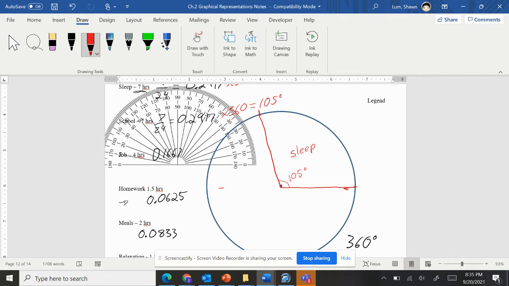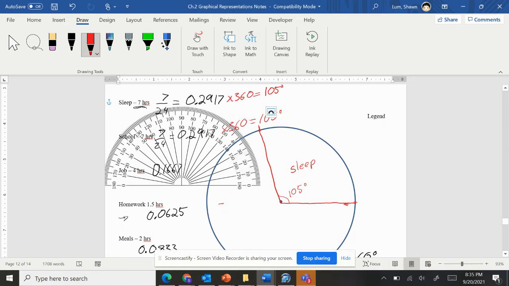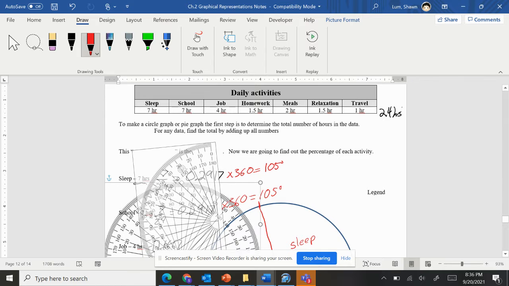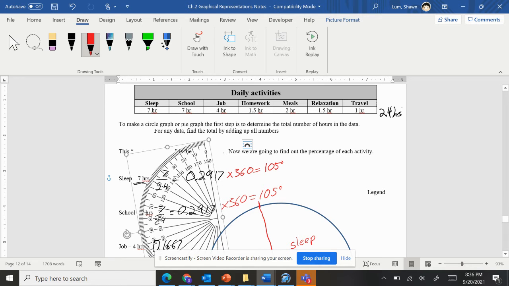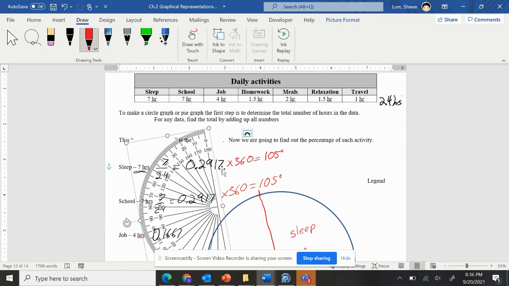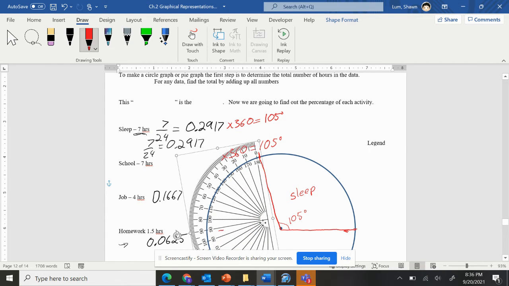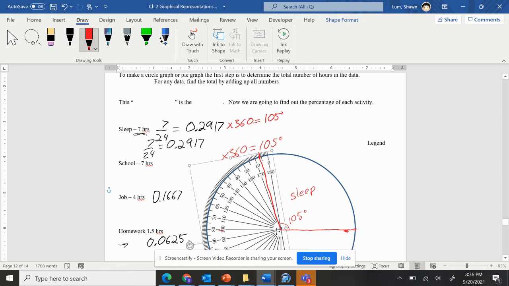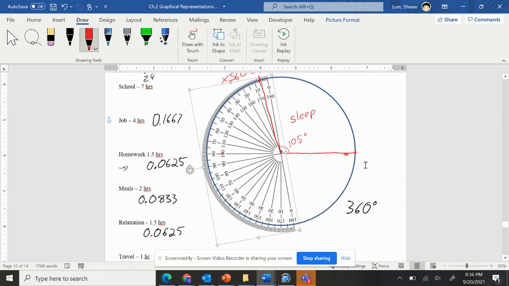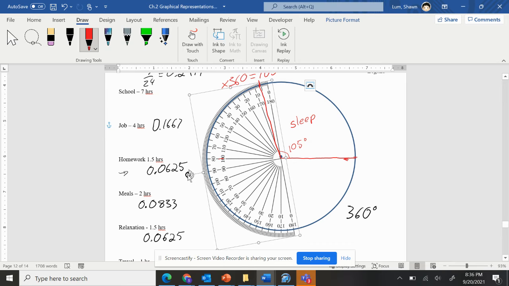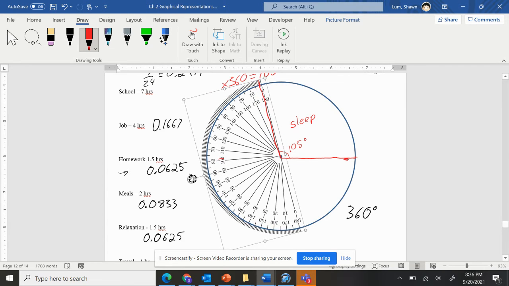Okay. Now my next one is school, and that's also 105 degrees. So what I have to do is adjust my protractor a little bit so that it's now at this angle. I grab the protractor and place the center right at the center of the circle. Okay. Now it's at the center of the circle. However, I need to rotate it just a little bit more.